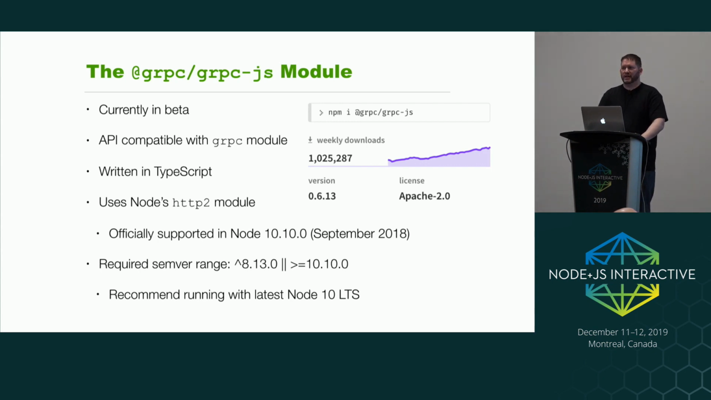It's built on top of Node's HTTP2 module, which was in beta itself until Node 10.10, which was September of 2018. And whenever you require or import gRPC-JS, it'll do a version check, so you have to be using that semver string there: greater than 8.13 or greater than 10.10. I recommend not using it with Node 8. I've seen issues with it. I would only recommend using it with Node 10 and above.